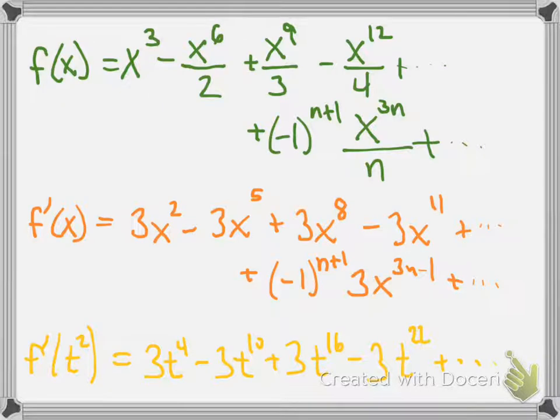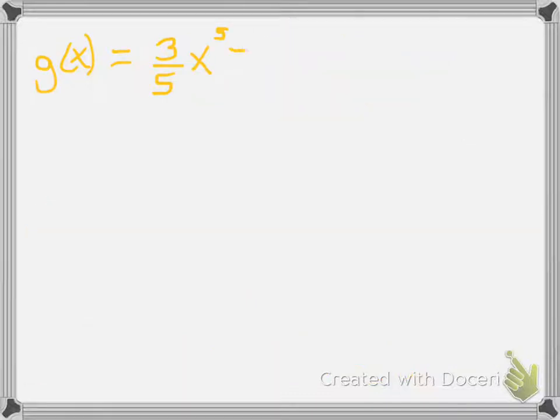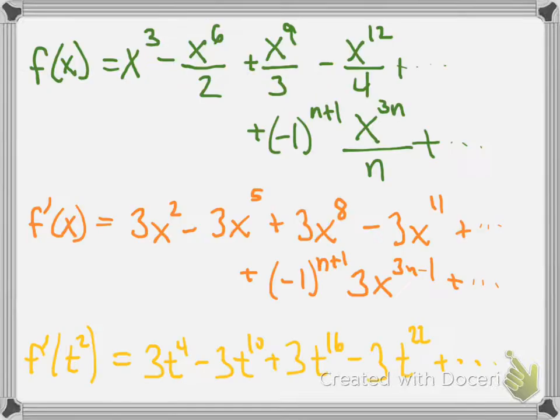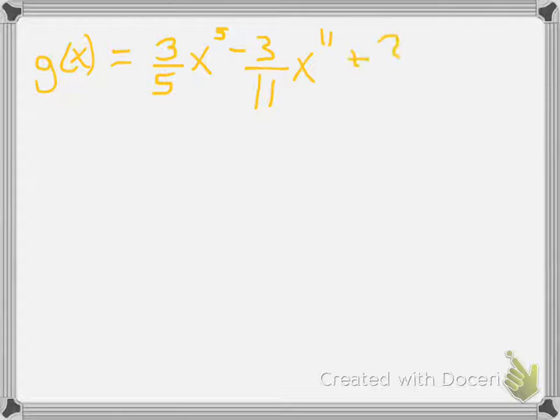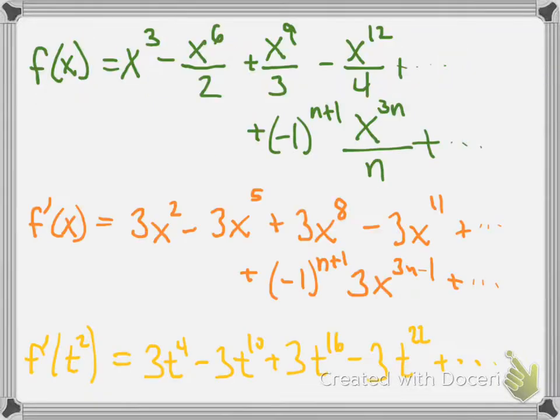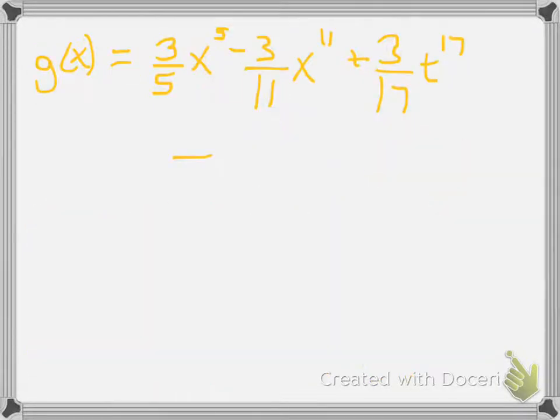And then minus 3/11 x to the 11th. And then we're going to have plus 3/17 x to the 17th. And then lastly, minus 3 over 23 x to the 23rd power. Whoops. Plus dot dot dot.